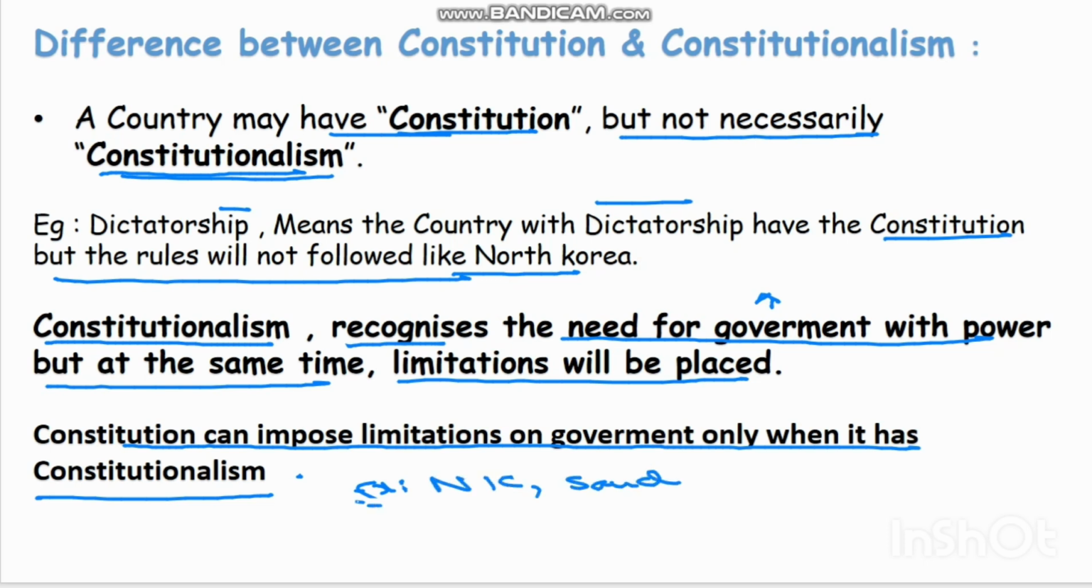Example: some countries like North Korea, Saudi Arabia, or other king-ruled countries, where the word of the king is above the constitution. In this kind of country, the constitution exists, but constitutionalism will not work.